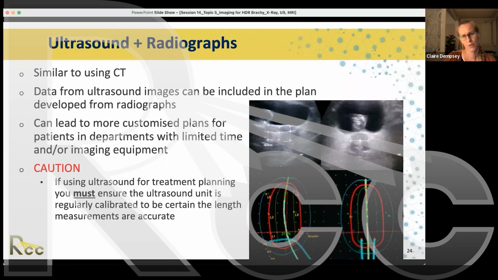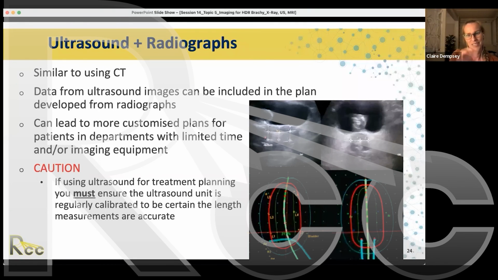There is one big word of caution if you are using ultrasound for treatment planning purposes, is you need to make sure that the ultrasound unit is regularly calibrated, because you're going to be using your ultrasound image in your planning system, and you're going to be putting distance values in.